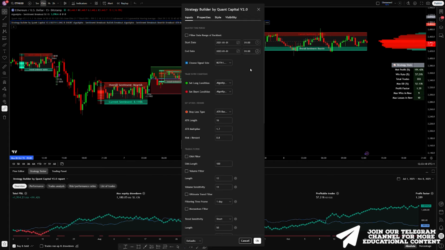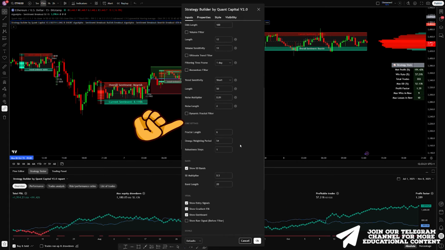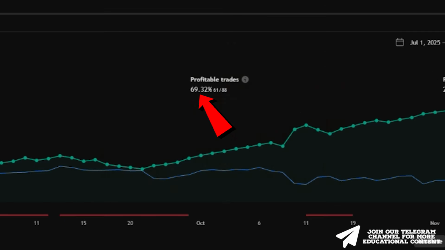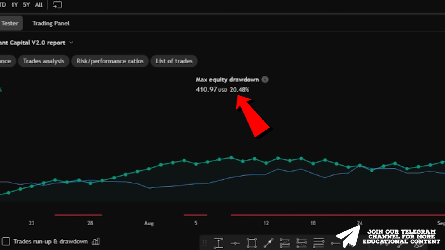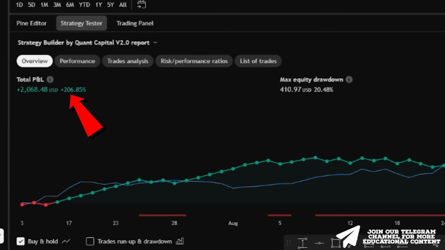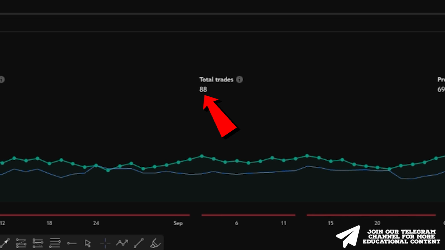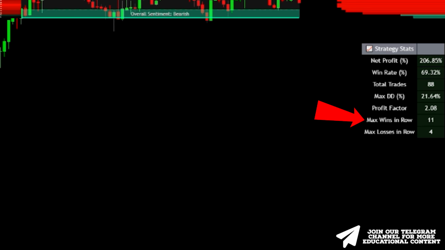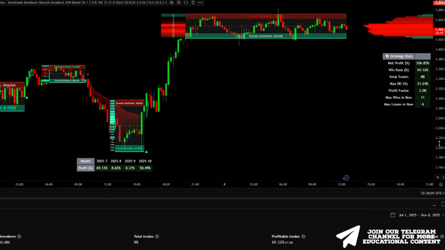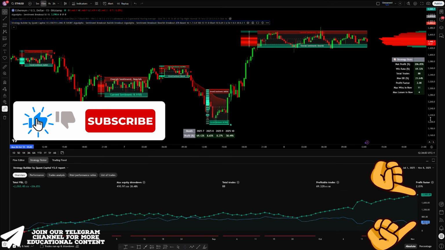With that, go to the Builder settings. Our fully optimized filter is already integrated, and switch it on here. Bingo! The win rate jumped to nearly 70%. The max drawdown tightened to 20%, and we pulled in a solid 206% profit from only 88 trades. Importantly, the strategy delivered 11 straight winning trades and only 4 consecutive losses. The equity curve looks solid, and we outperformed the simple buy and hold approach.